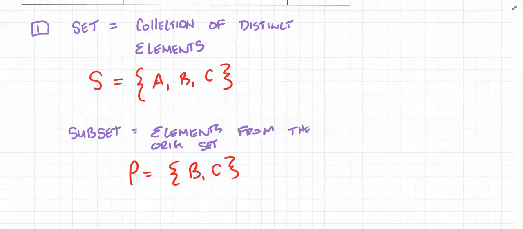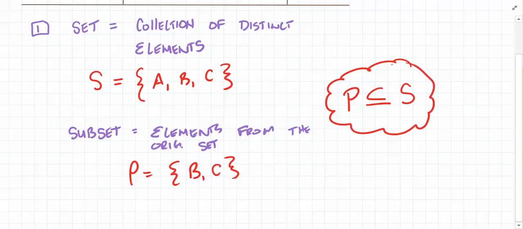And we have a symbol for subset. In this case, I could say that P is a subset of S, and this is the way that we would write it. It looks like a C with a line underneath it. So P is a subset of S. Why is P a subset of S? Because all of the elements that are in P are also in S. Do you see that? Is S a subset of P? No, because not all of the elements that are in S are also in P. It's the other way around.